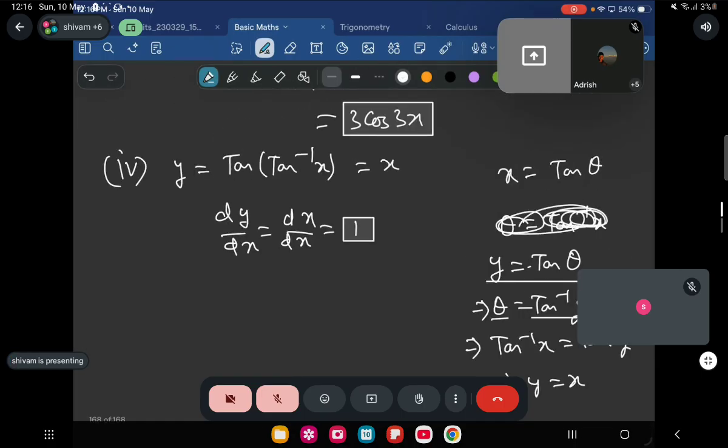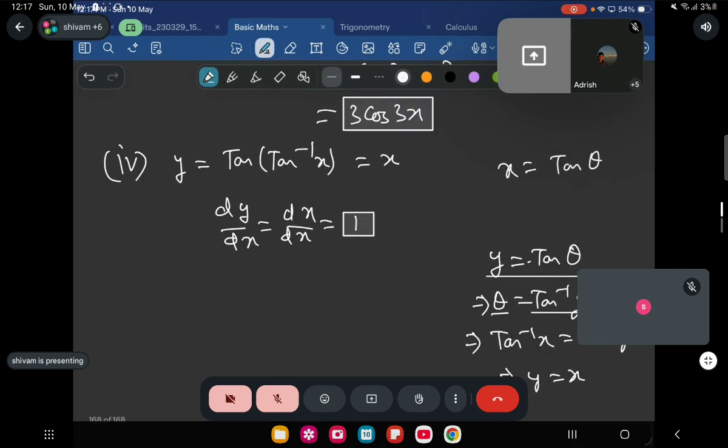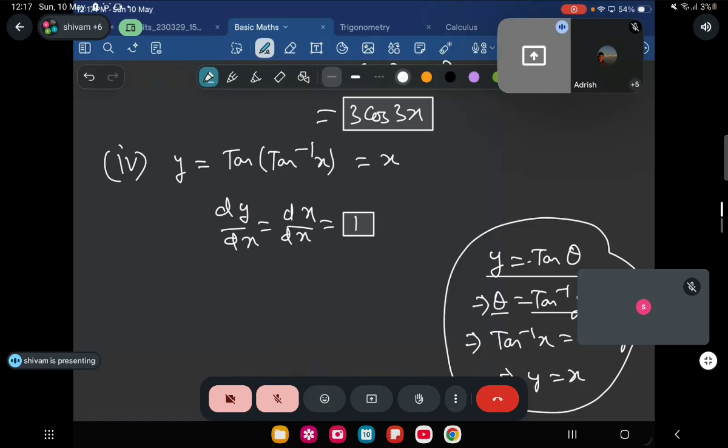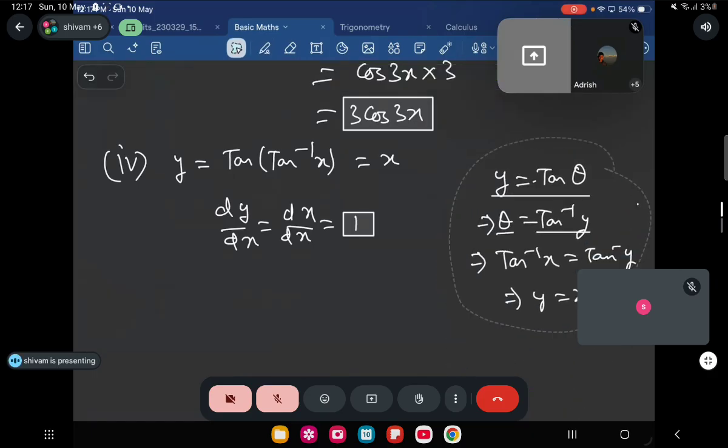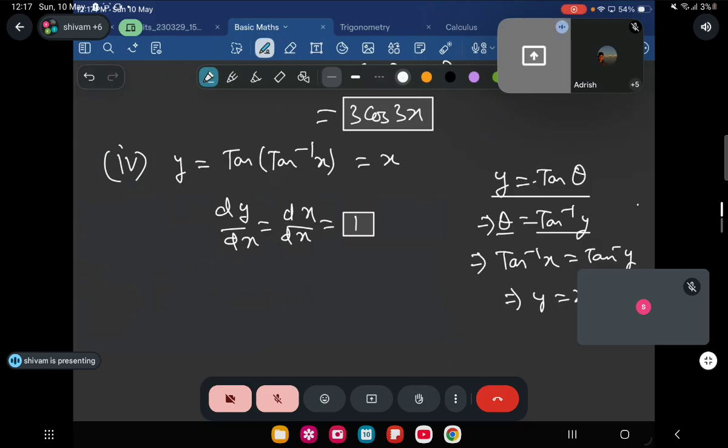Wait. Follow from here, okay? y equal to tan theta, then theta is equal to tan inverse y. What is theta? Theta is tan inverse x. Right, I have taken y equal to tan theta, so theta is equal to tan inverse y. What is theta? Theta is equal to tan inverse x. Tan inverse x is equal to tan inverse y. If tan inverse x is equal to tan inverse y, x is equal to y. Tell me, is it clear?